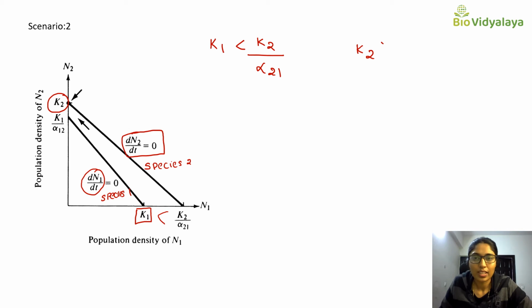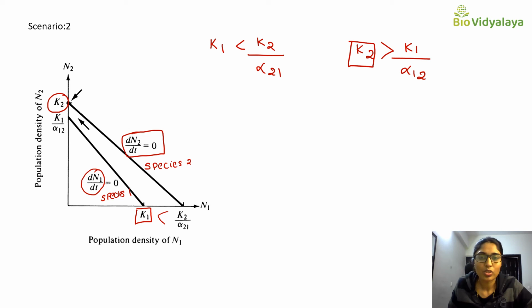K2 is greater than K1 divided by alpha 12. So we can say that species 2 is the winner because the carrying capacity of species 2 is greater than the carrying capacity of species 1 divided by the competition coefficient. We can rearrange this also: K1 alpha 21 is lesser than K2, and K2 alpha 12 is greater than K1.